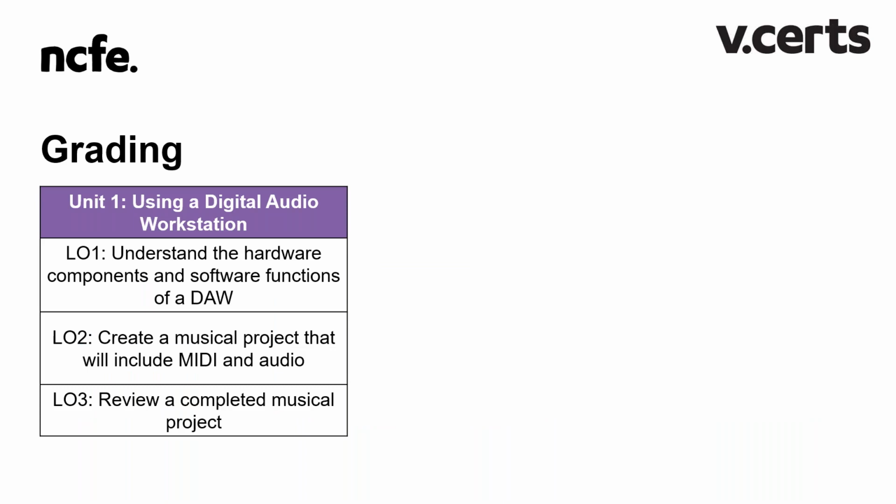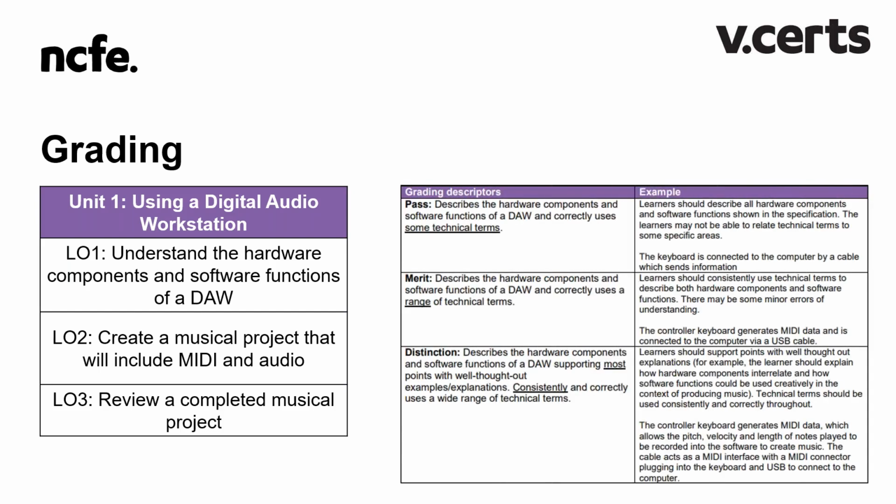Let's look at the marking and grading, and it is probably easiest done with an example. There are 4 units in the qualification, and within each unit there are learning outcomes. Each of those learning outcomes will need to be assessed and graded. So for the first learning outcome in music technology, these are the grading descriptors. In this case, a pass is describing the hardware components and software functions of a DAW with correct use of some technical terms. But for distinction, you must also support most points with well thought out examples or explanations using a wide range of technical terms correctly and consistently.